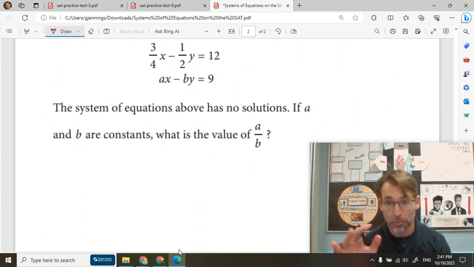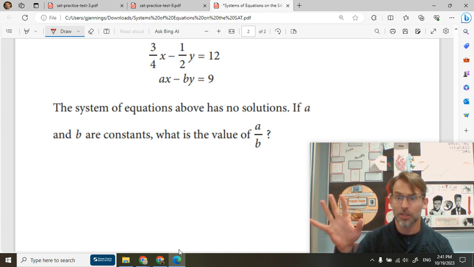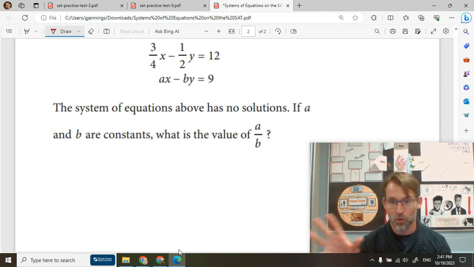So here is a properly challenging question that I do not believe students will be able to answer if they do not have these skills and these ideas about parallel lines already mastered. Oh, and I don't expect students to master the idea of parallel lines just from this video. This is a walkthrough of how to approach these questions specifically.